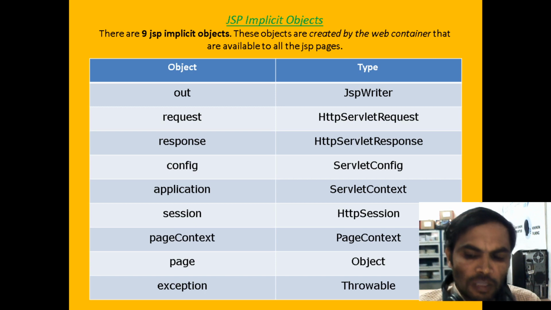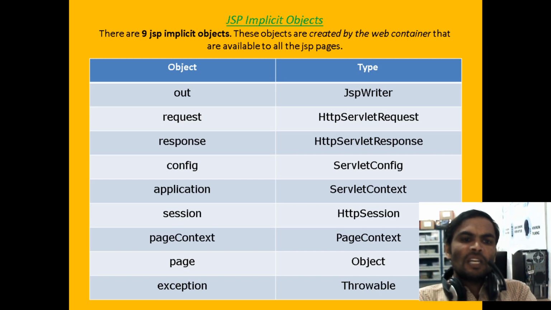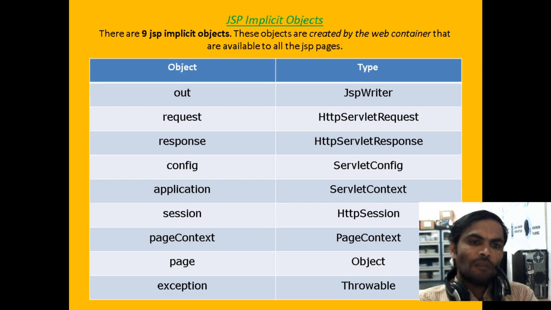Now if you want to display the output on the browser with the help of JSP, we have the out object. This out object is an implicit object. Under servlets, we create the request and response objects with the help of HttpServletRequest and HttpServletResponse. Coming to JSP also, the request and response objects are created by the web container internally.